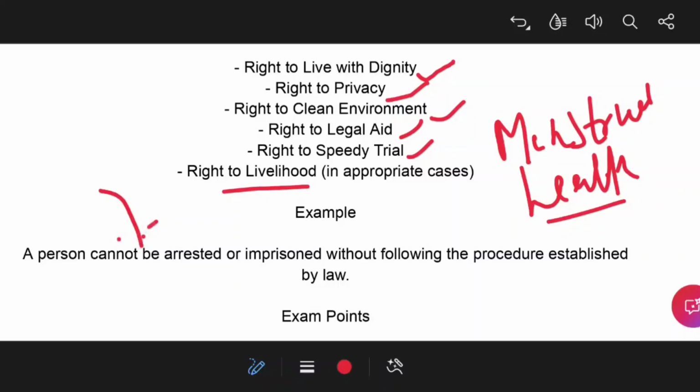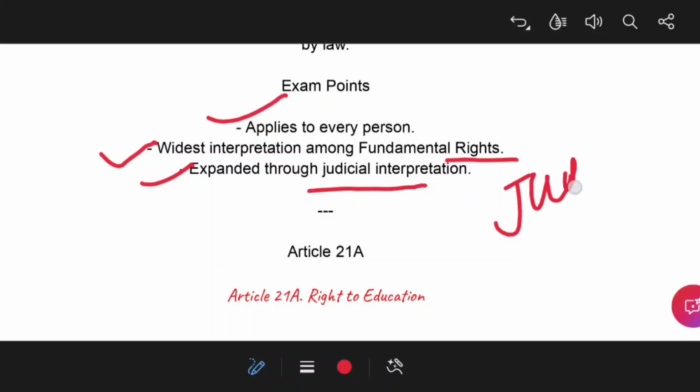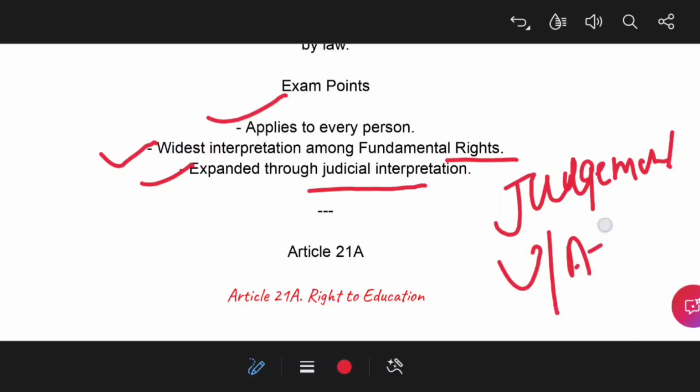Now, a person can't be arrested or imprisoned without following the procedure established by law. From an exam point of view, it applies to every person. It has the widest interpretation among the fundamental rights and has expanded through judicial interpretation, because the Supreme Court through various judgments includes many rights under Article 21.